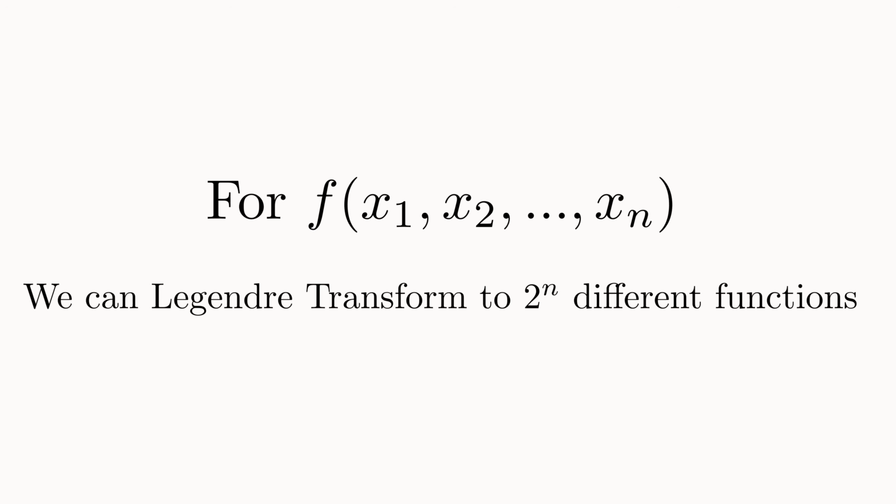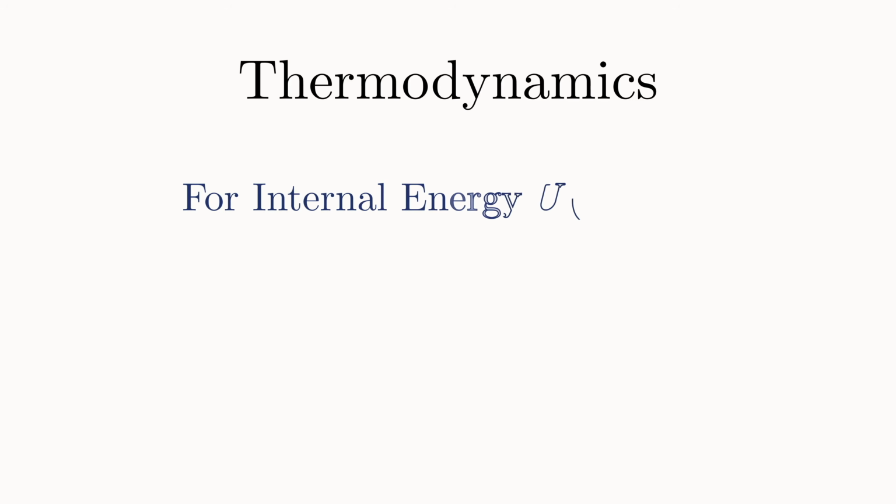In order to make this sink in and be a bit more concrete, we'll now turn our attention to how this shows up in physics. Our first example will be from thermodynamics. One of the fundamental quantities in thermodynamics is the internal energy U of a physical system, which depends on entropy, volume, and the number of particles. As a differential, the relations between all of these is expressed as follows.